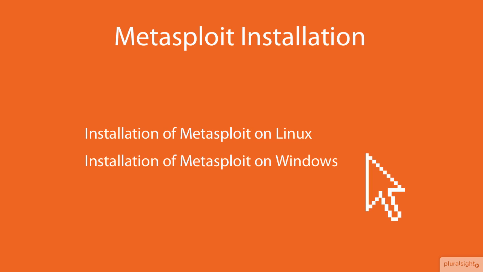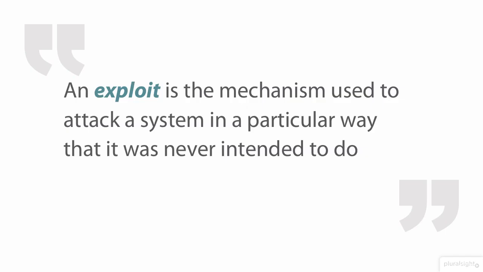So let's move on and understand some of the key terminologies that we need to know that will sustain us and help us through the rest of this course. The first one is exploit. An exploit is the mechanism used to attack a system in a particular way that it was never intended to do. And this is key. If you think of the name Metasploit, it's kind of reminiscent of the word exploit. The idea here is an exploit is something in the operating system or the device, something that we can do that will make it vulnerable or do something it shouldn't do.